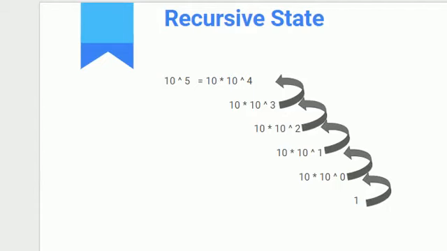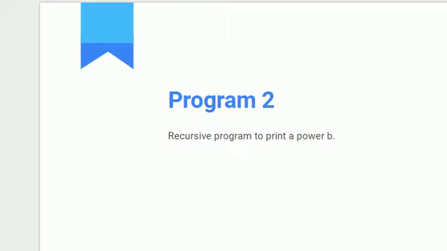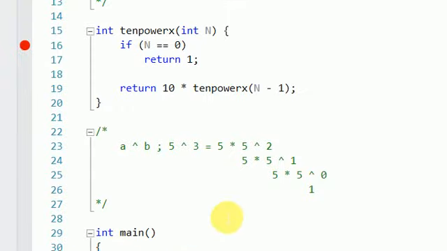Now let's write another program, program 2. Write a recursive function to print a power b. For a recursive function for a power b, let's take an example as 5 cube. So 5 cube can be written as 5 into 5 square. 5 square can be written as 5 into 5 power 1, and 5 power 1 you can write as 5 into 5 power 0. Anything to the power of 0 has to return 1, so 1 will be returned.